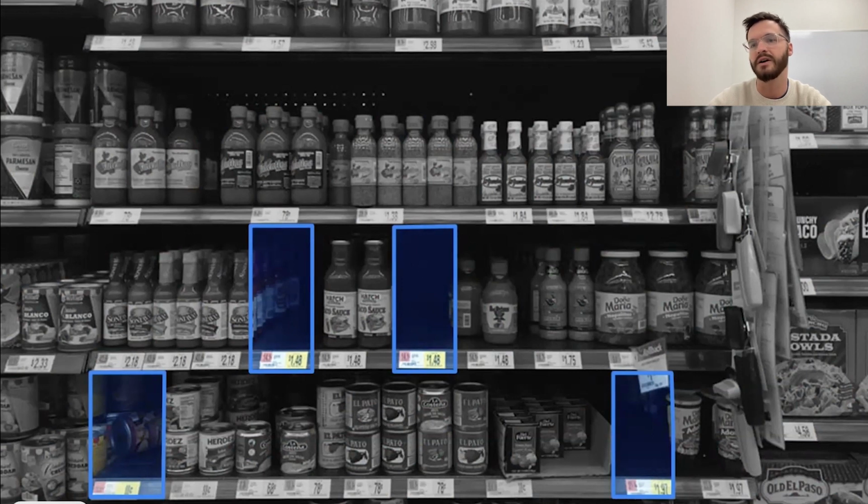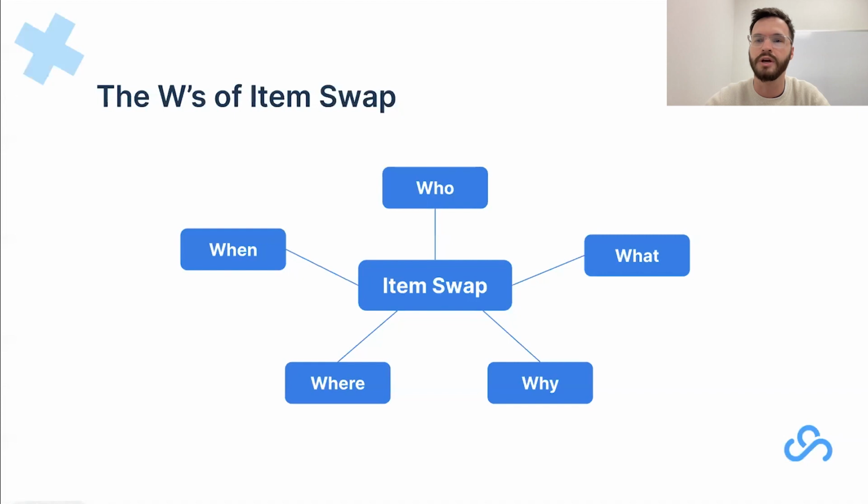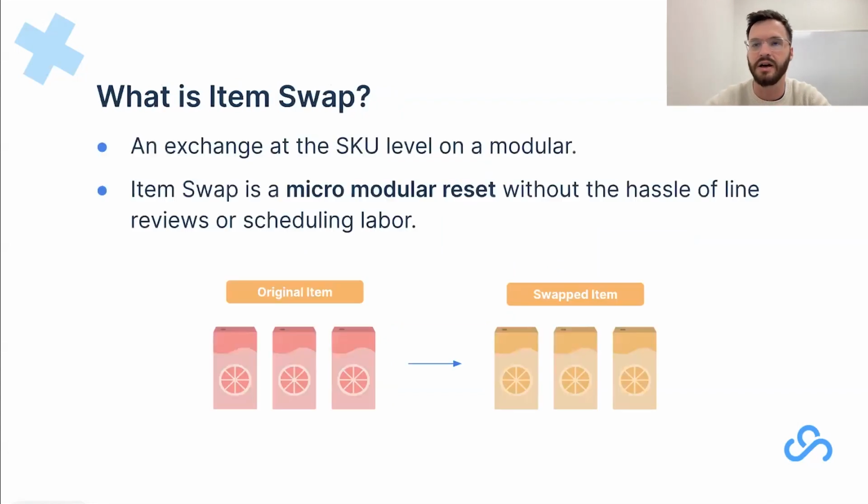How can we make it easier on merchants and on buyers to keep their shelves stocked at all times? That was the initial situation, right? How can we improve on shelf availability? So we'll be going through the who, what, where, when, and why of Item Swap here today, and walk you through the fabric and the situation that created the need for Item Swap as well. So the older way, right?